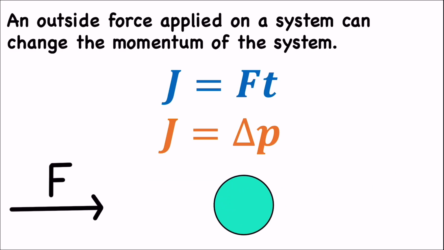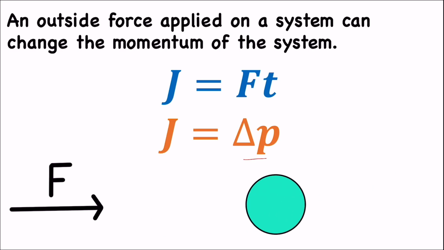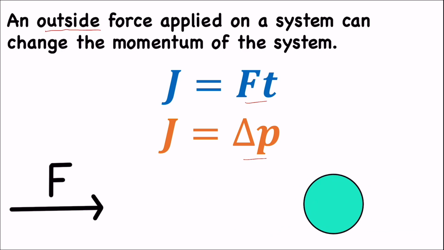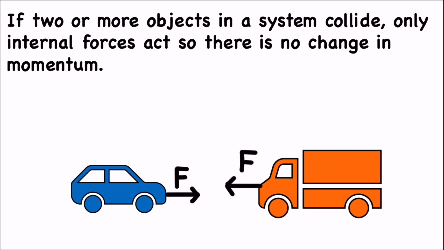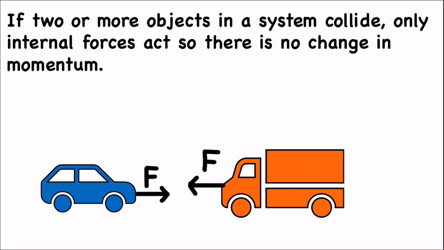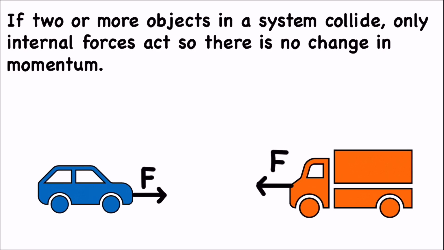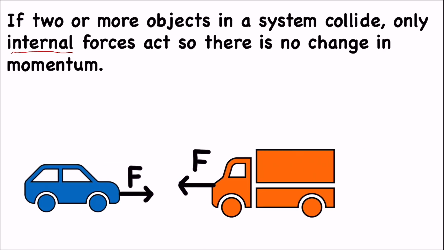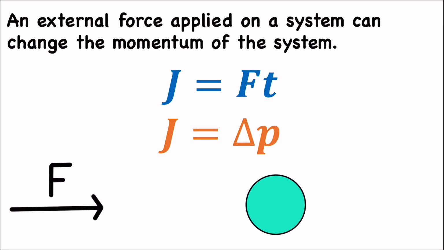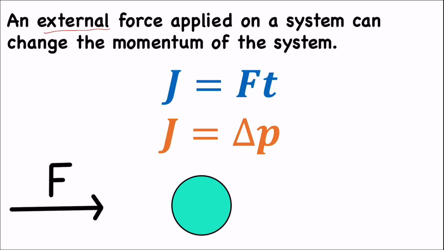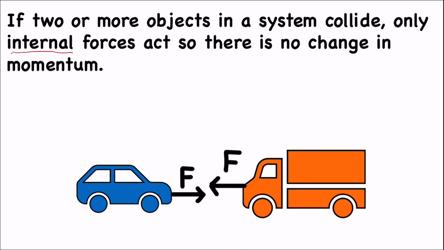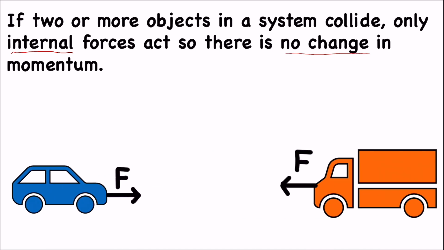Now, an object can change momentum, so it can have a change in momentum if an impulse is applied, which means an outside force acts on the object for some time. However, if there's a system that consists of one or more objects, in this case, the objects in the system apply forces on each other. These are internal forces. So it takes an external force to change the momentum of a system. So in a collision where there's only internal forces, there'll be no change in momentum for that system.